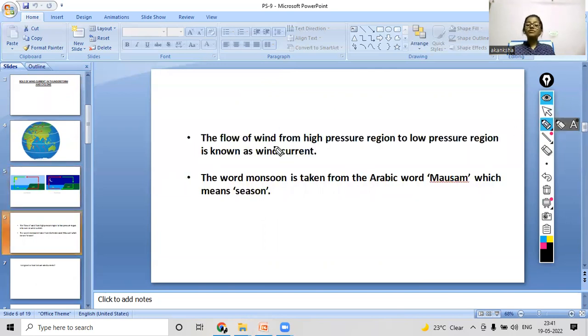The flow of wind from a high pressure region to a low pressure region is known as wind current. And the word monsoon is taken from the Arabic word mawsam, meaning season. So these were some of the basic details about wind current and monsoon.